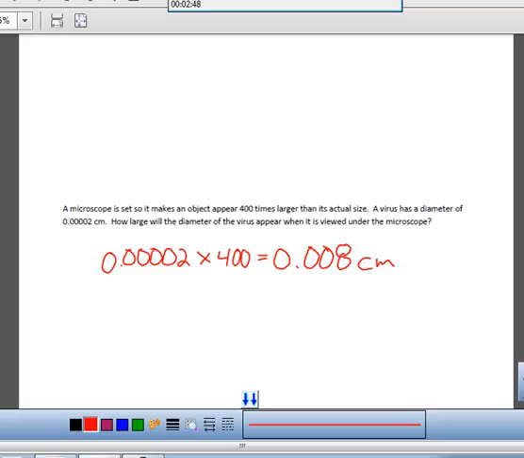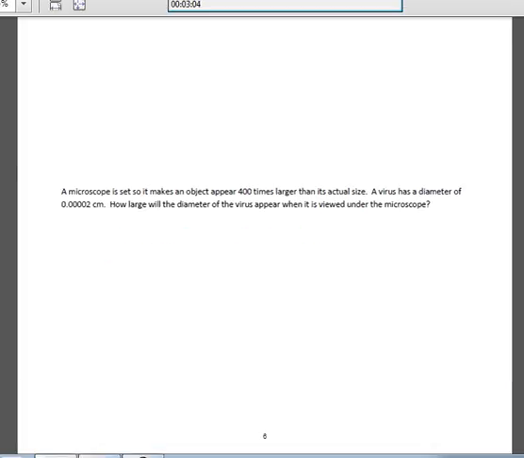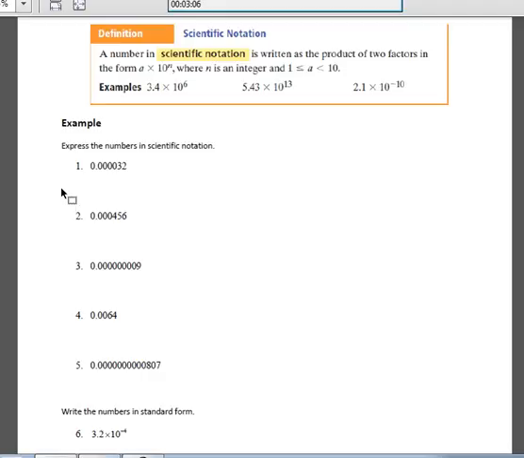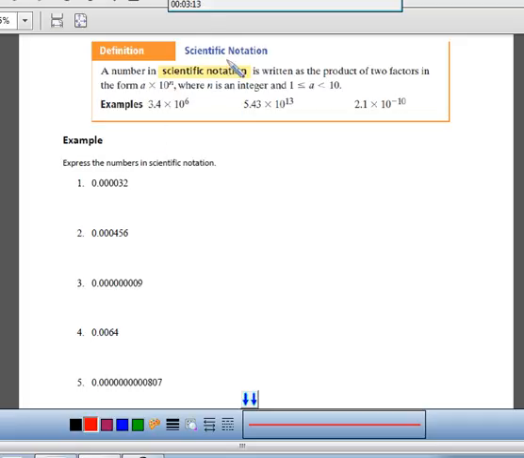So let's take a look at the next page, page 7. And we have our definition. This definition is the exact same as the one from the previous lesson. A number in scientific notation is written as the product of two factors in the form a times 10 to the nth power, where n is an integer, so a positive or negative number, and a is in between 1 and 10. It can be equal to 1, it cannot be equal to 10. And then we have 3 examples, the same 3 we had before.